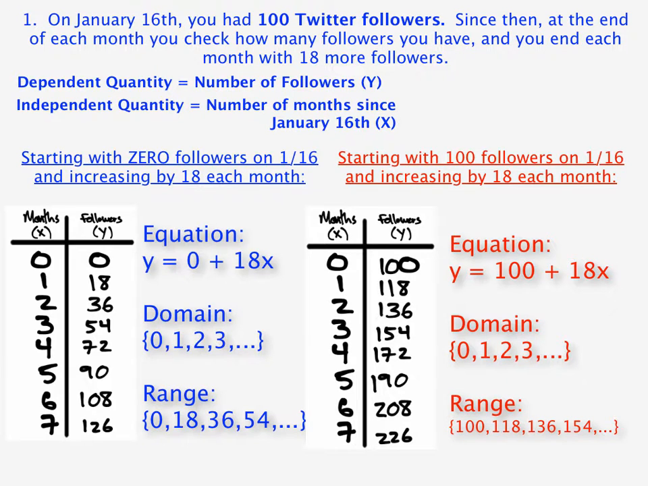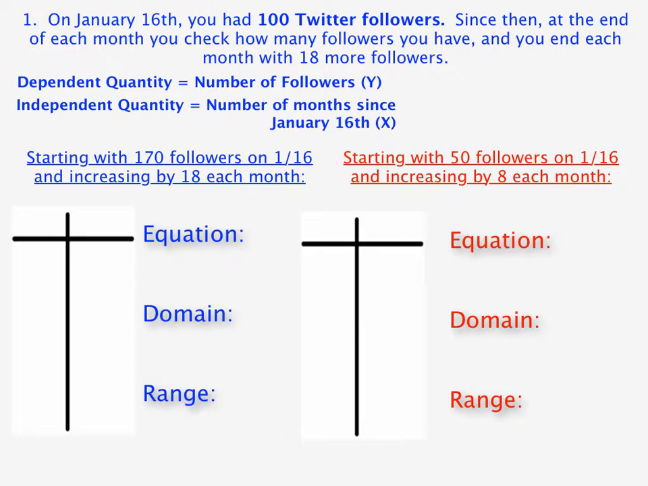Now in this example, we randomly chose to start with 100 followers, and we randomly chose to have those number of followers increase by 18 each month. But I want us to be really good at creating these equations and finding the domains and ranges for any possibility that gets thrown our way. So let's try 2 more really quickly. What would the equation look like if we started with 170 followers on January 16th instead of 100, but they still increased by 18 each month? Why don't you pause the video, try to come up with that new equation, the domain and range on your own, and then play the video and we'll see how it went.